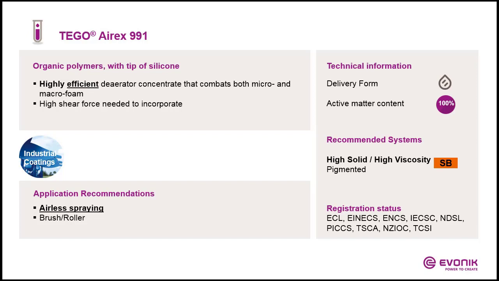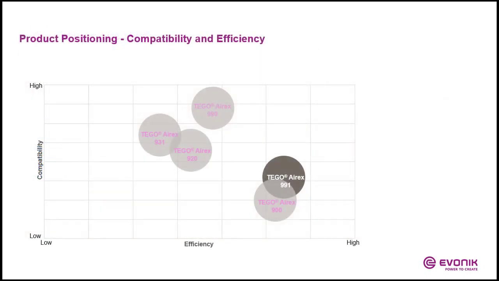This deaerator is mainly used in industrial coatings. And please keep in mind that it needs high shear force to be well distributed in the system, which can also mean it is an excellent choice for airless spraying application. Since it is slightly more compatible and a tiny bit more efficient than TEGO Airex 900, we would position this product there. Please be aware this positioning can vary significantly depending on the system. This graph has been generated from average data.